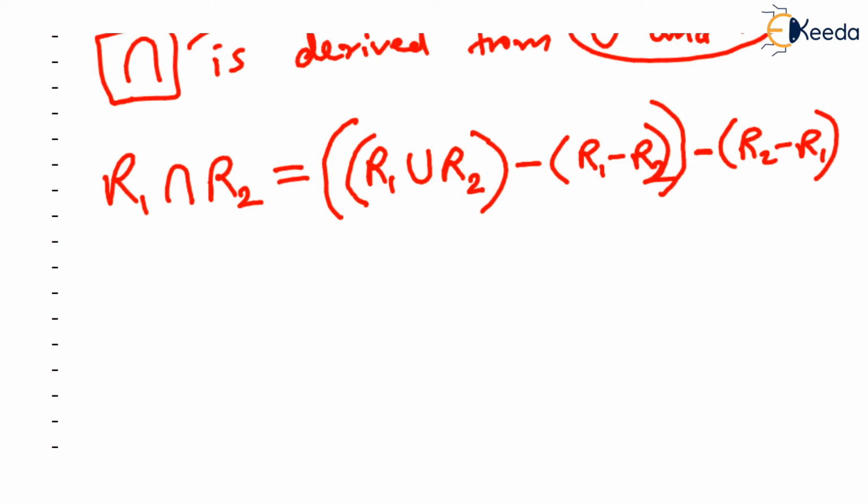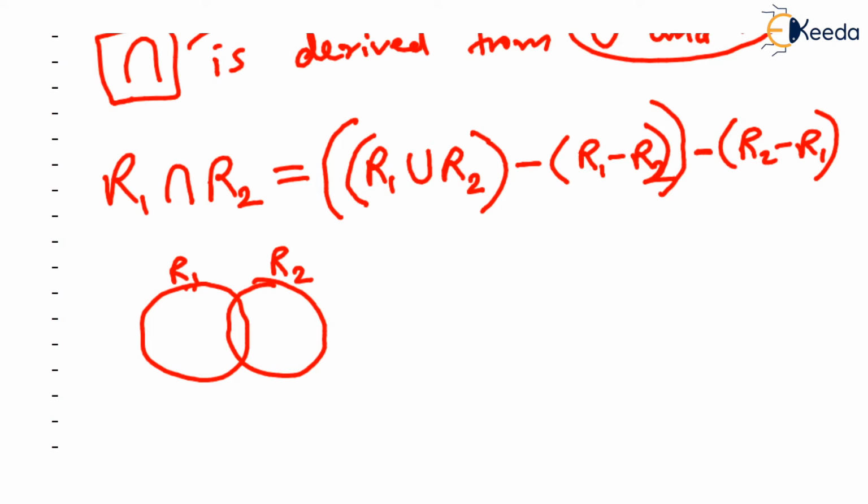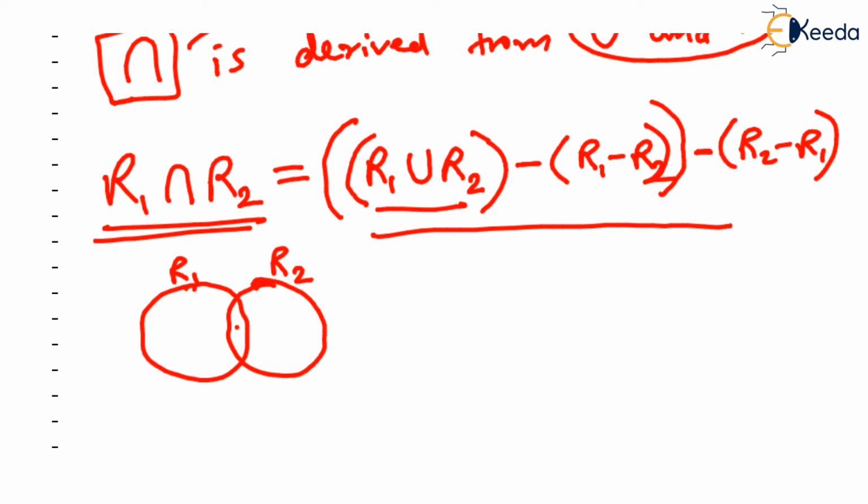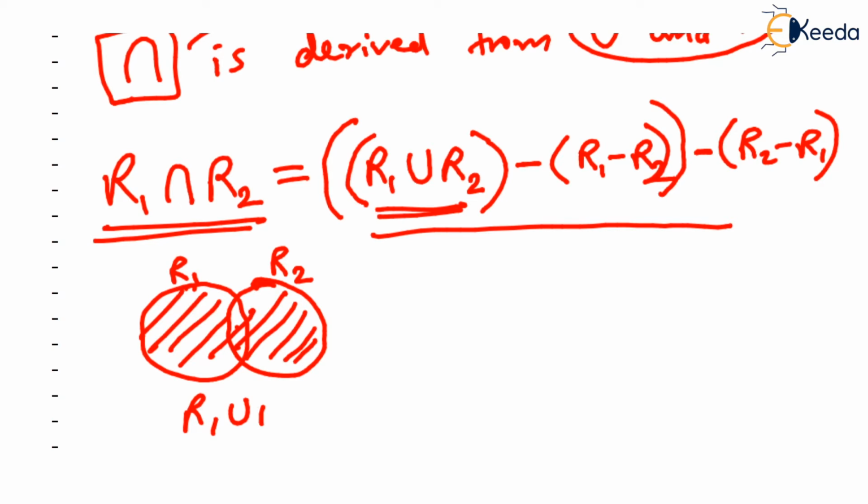So just consider two sets R1 and R2. What are we looking for? R1 intersection R2. That means we are looking for this middle region. But first of all, let's find out what this expression is doing. What is R1 union R2? R1 union R2 is this entire thing, correct? This entire thing. So I'll label this as R1 union R2.